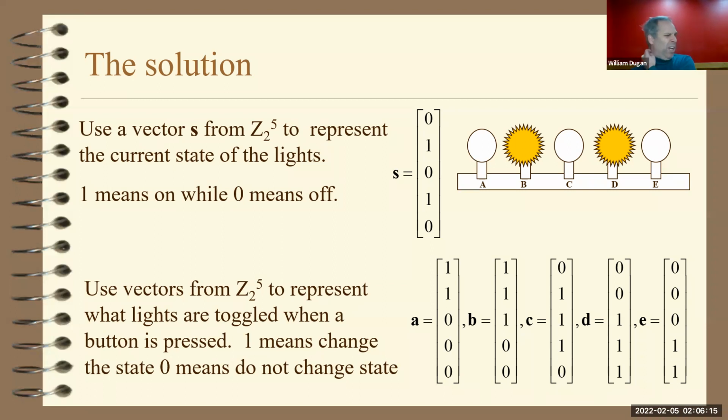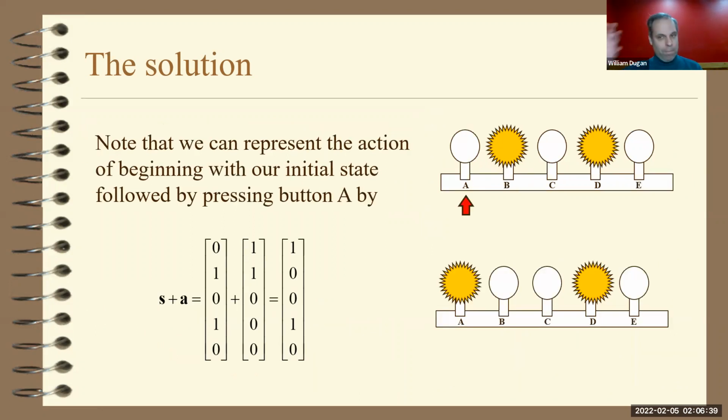One more time, if you look at button D, it will change the light status of C, D, and E when you push it. So d will be a vector where the first 2 entries are 0 because button D doesn't affect those lights. But the last 3 entries are all 1 because button D will change the light status for C, D, and E.